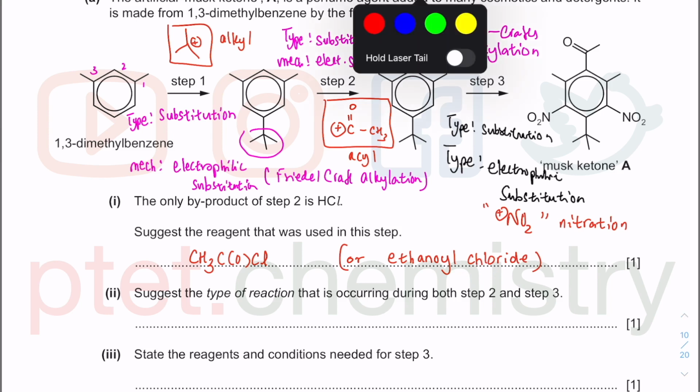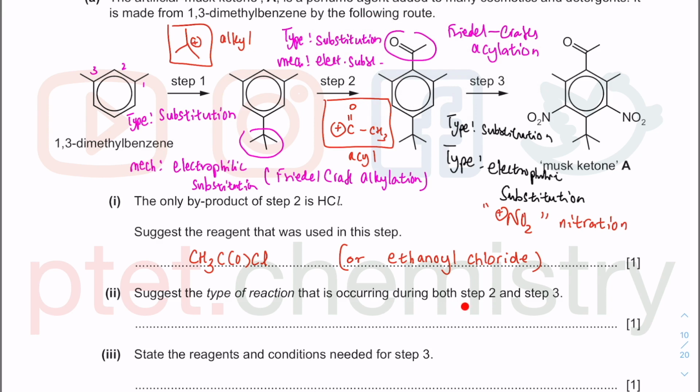The next question suggests the type of reactions occurring in both step 2 and also step 3. They're looking for the type of reaction, not the name of reaction, which I've stated. Both of them are substitution reactions, where you have substituted the hydrogen of the benzene ring with an electrophile. This is an acyl group electrophile. This is a nitro group electrophile there.